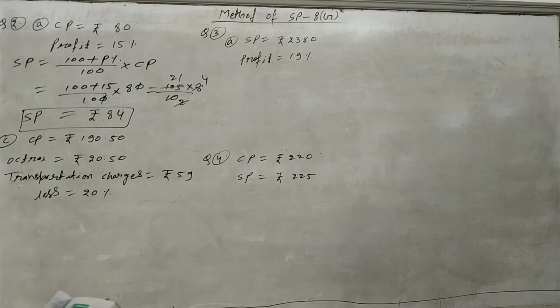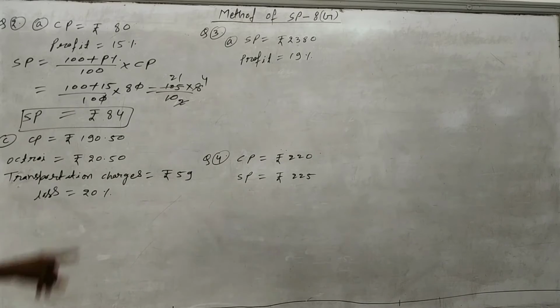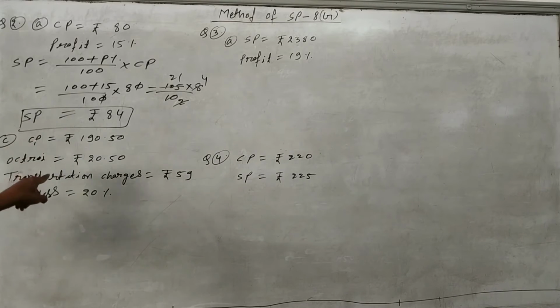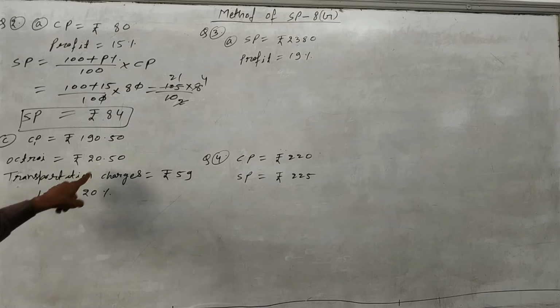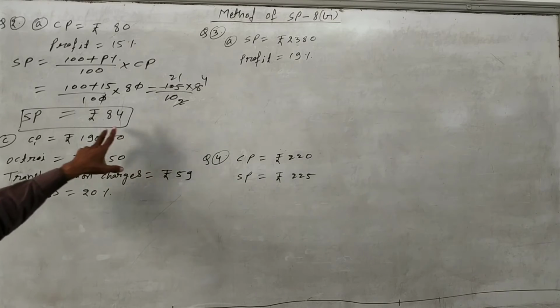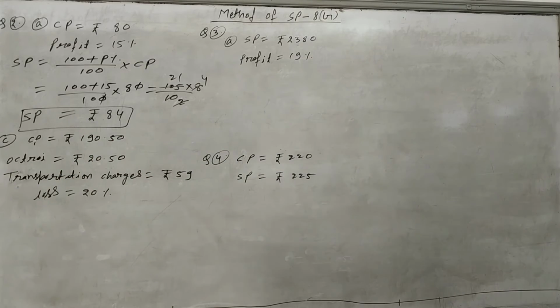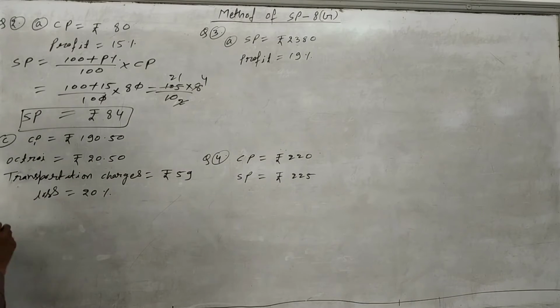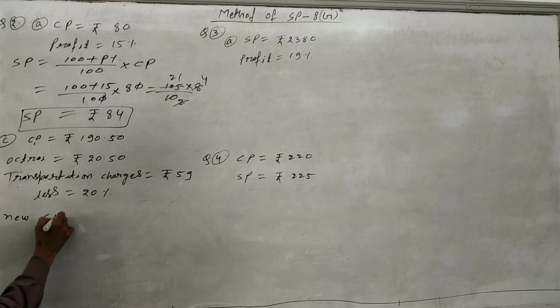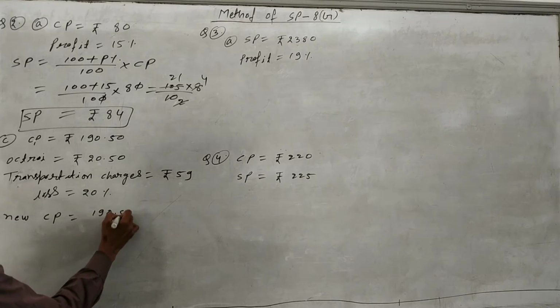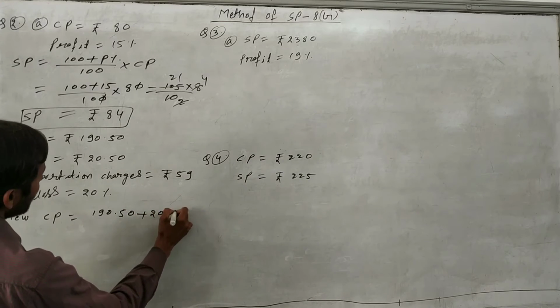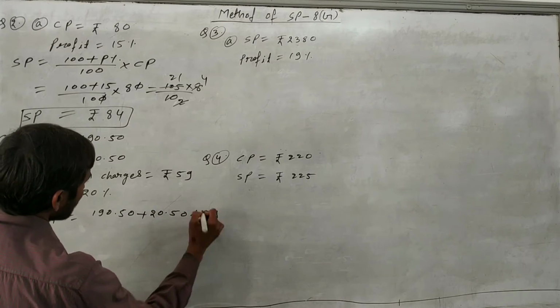Now in question number C, see here CP is given this much, and the editorial charge is this one and the transportation charge is this one. So these are the extra charges. So we will find the final CP first of all. We will add all three, then it will come the new CP. Based on that we will find SP. So new CP will be 190.50 plus 20.50 plus 59.